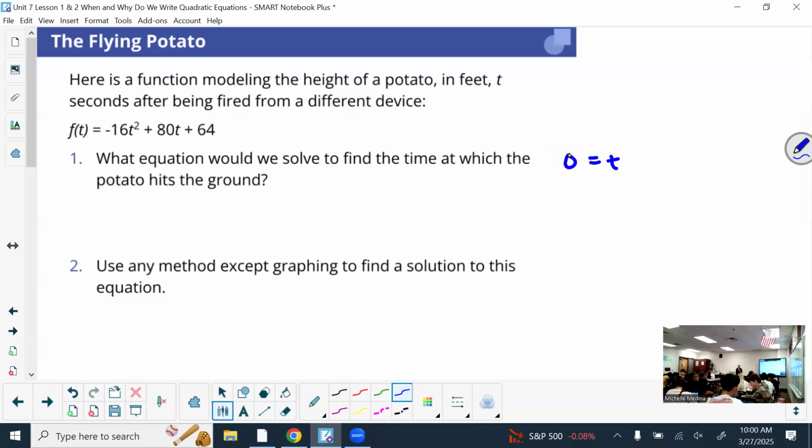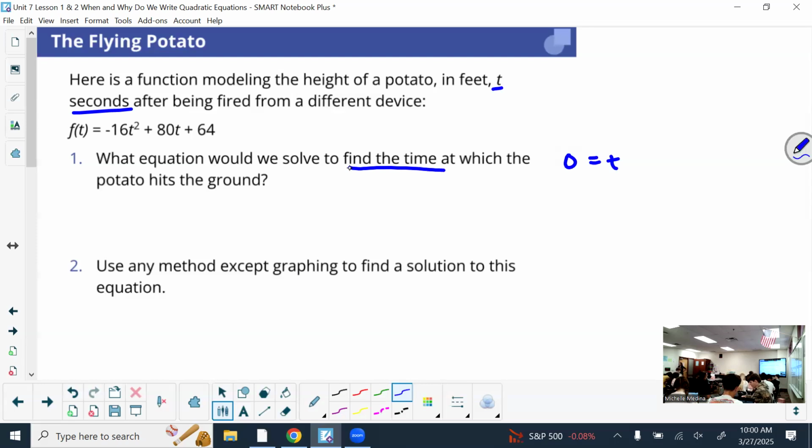Okay, so let's evaluate that for a second. T stands for what in this situation? Time in seconds. It says t seconds. And the question is, we want to find the time at which the potato hits the ground. So if I'm plugging in 0 for the t, that's actually finding something else. It's not finding when it hits the ground.